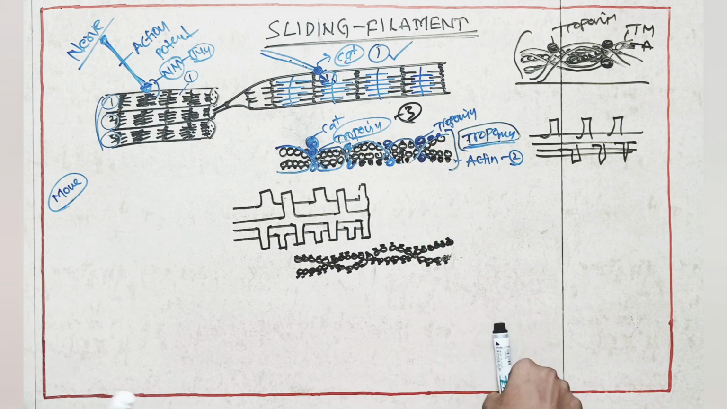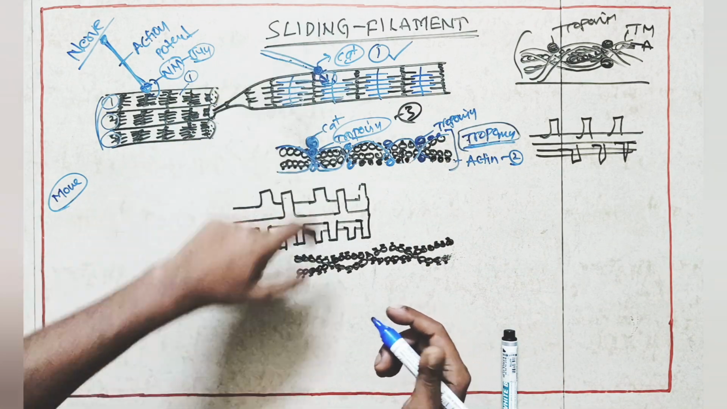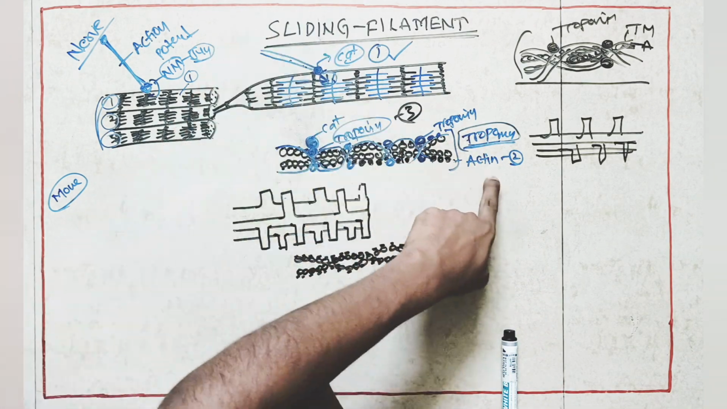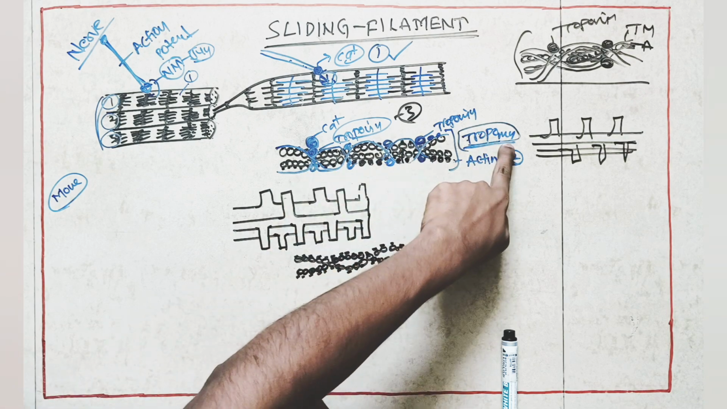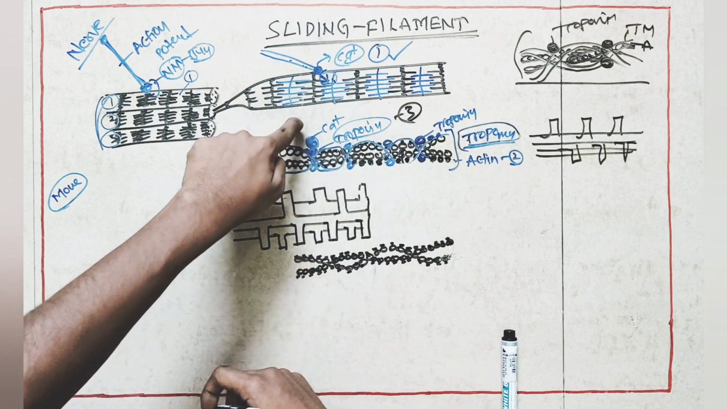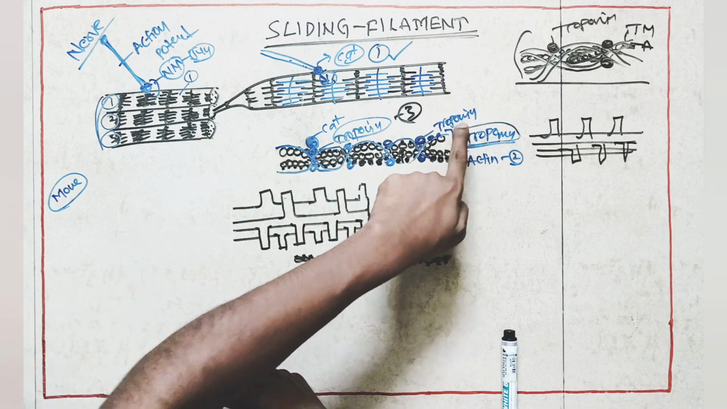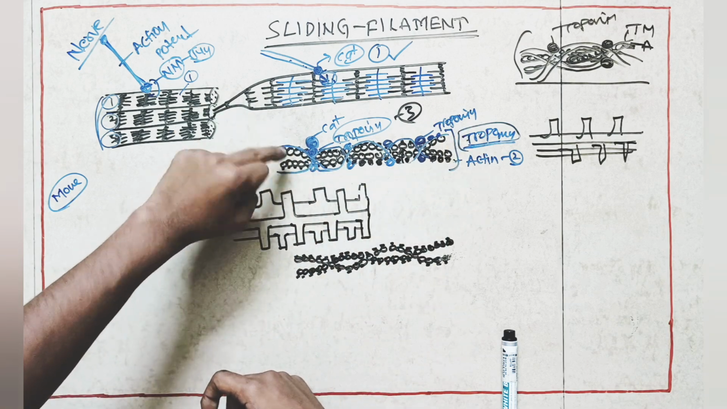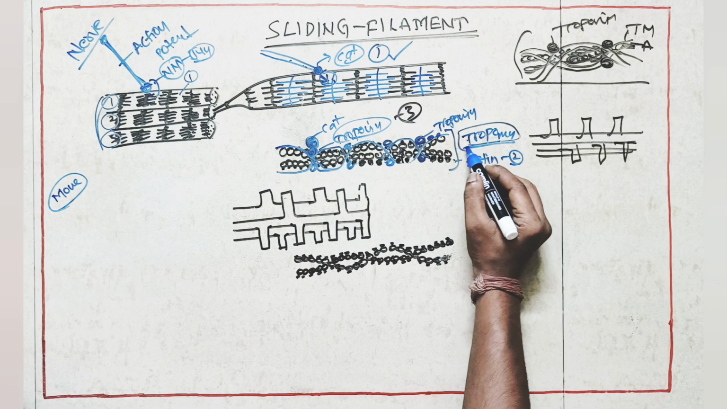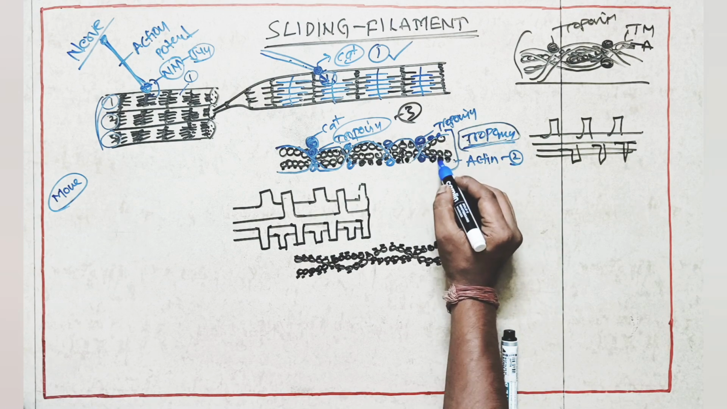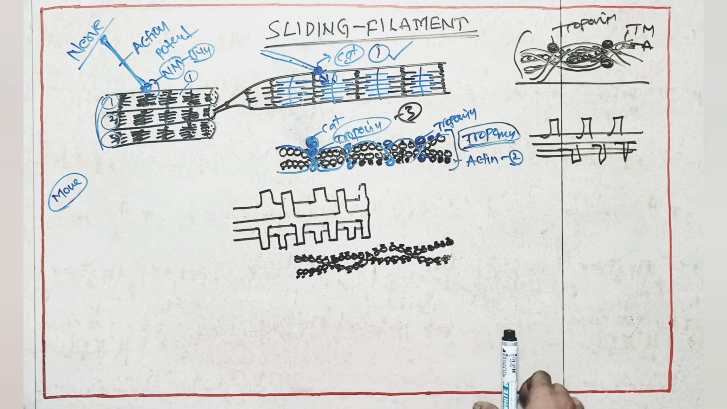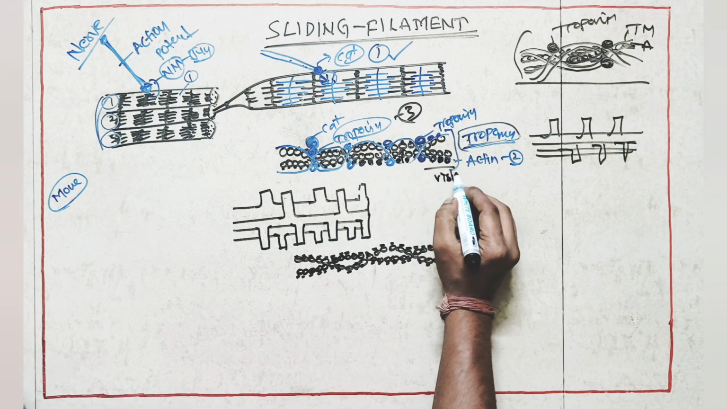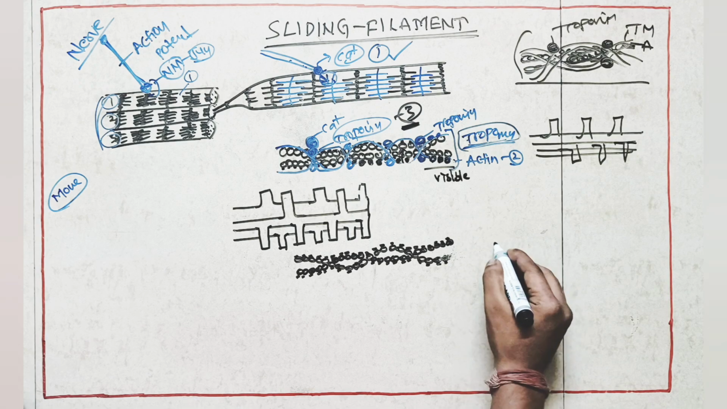See, first point, it will release calcium. Second point, what we discussed, binding sites on the actin are covered by the tropomyosin. Third point, when calcium is released, it will attach to the troponin. Because of that, movement will happen, so that the tropomyosin is going to show the binding sites of the actin. So now these binding sites are visible. This is the third point.